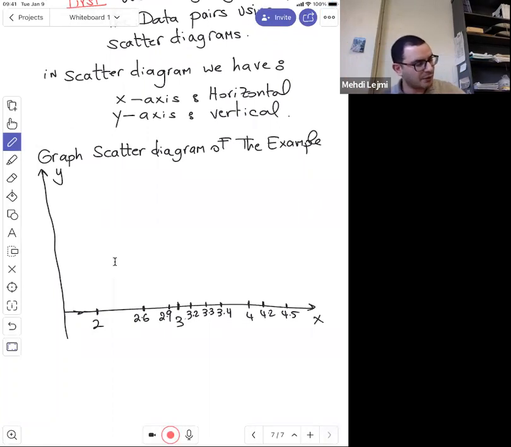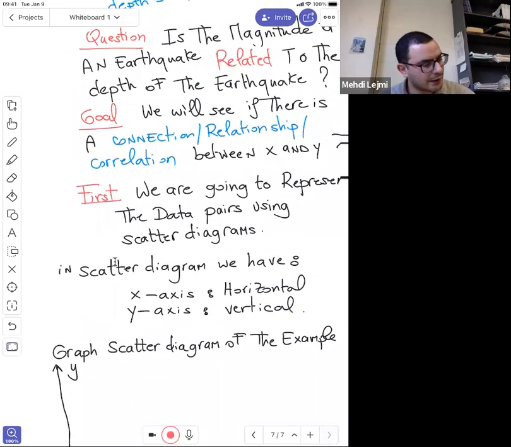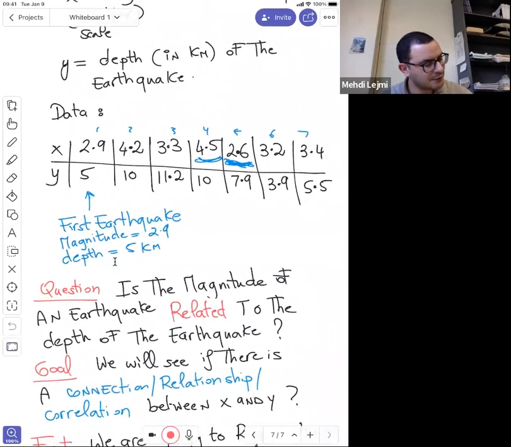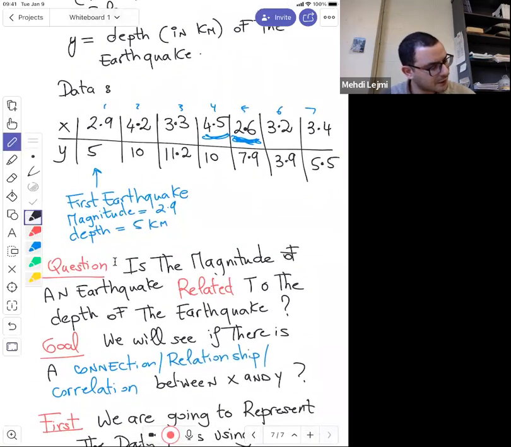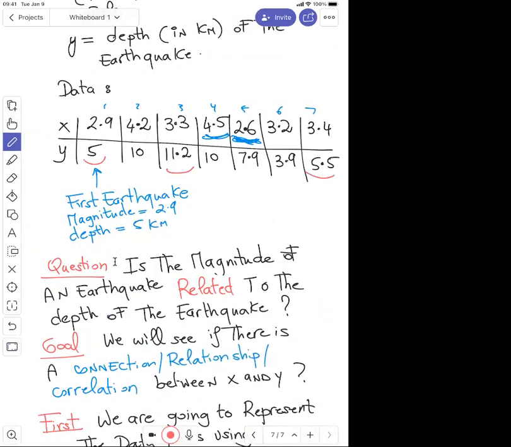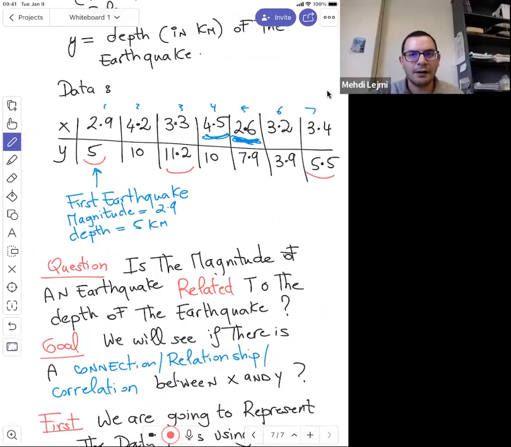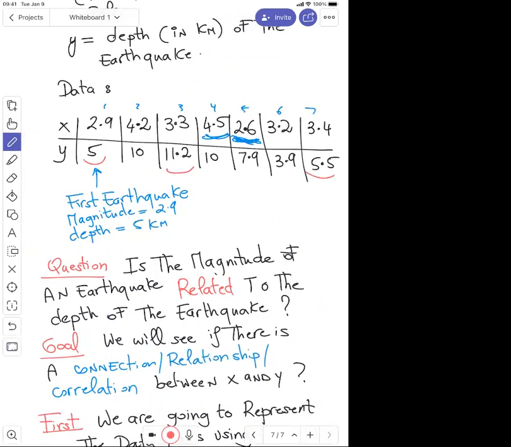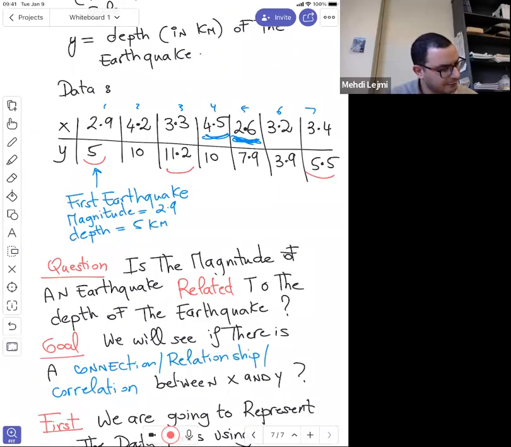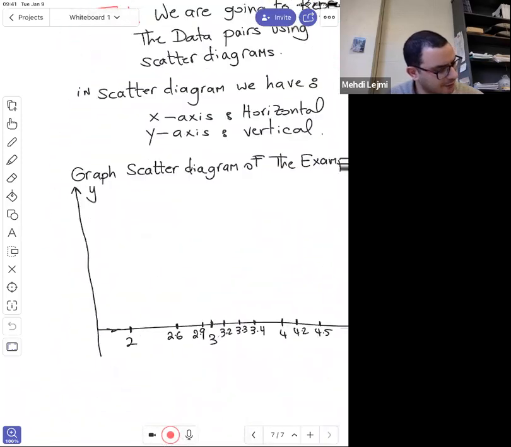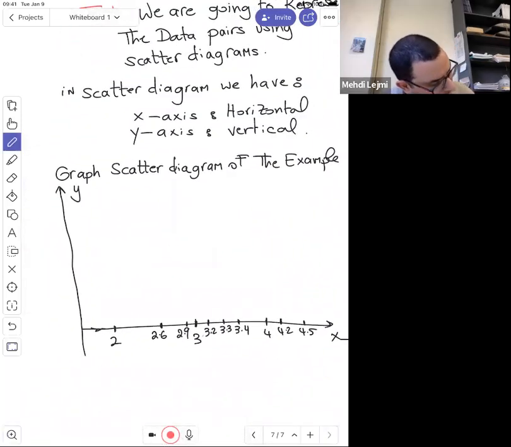Next, I need to plot the y's. The variable y goes from the smallest value of y, which is 5, you see there's 5, 5.5, but the largest value is 11.2. The smallest one is actually 3.9. So let me plot from 5 to 11.2. So let's say this is 5, then this is 6, I'm sorry, 7.